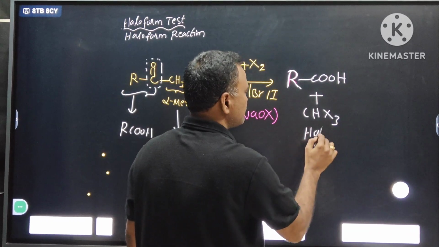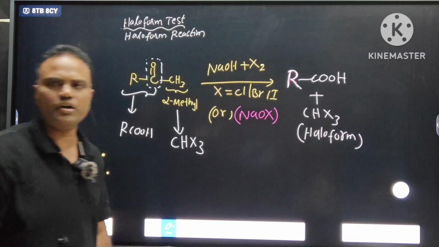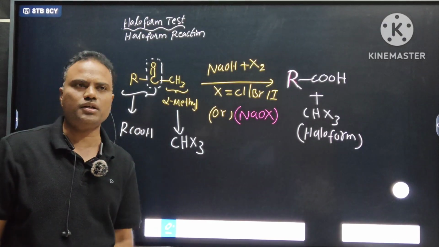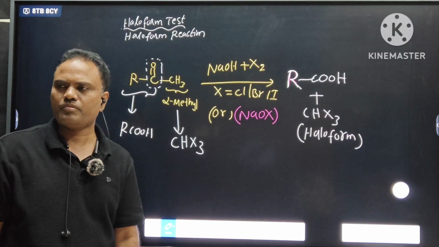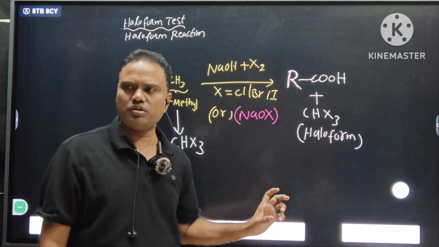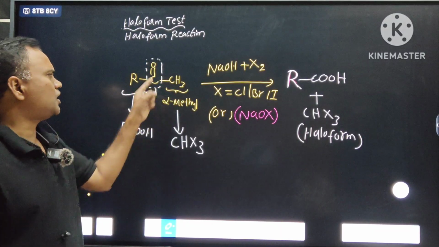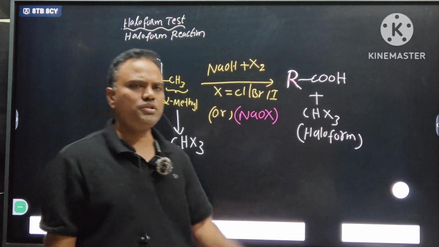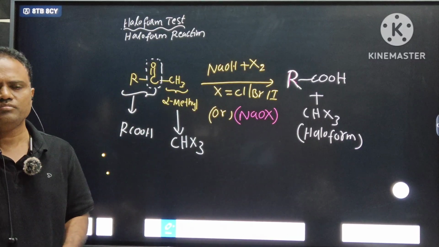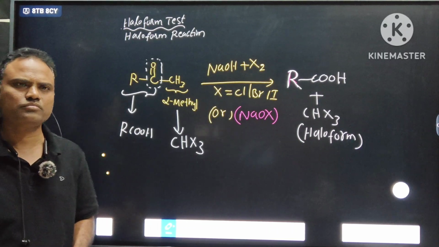This is haloform: chloroform, bromoform, iodoform. Right. See, writing the product is important. Okay. What is the trick? First write R as it is. To the R attach COOH and convert CH3 to CHX3. Clear? Okay.